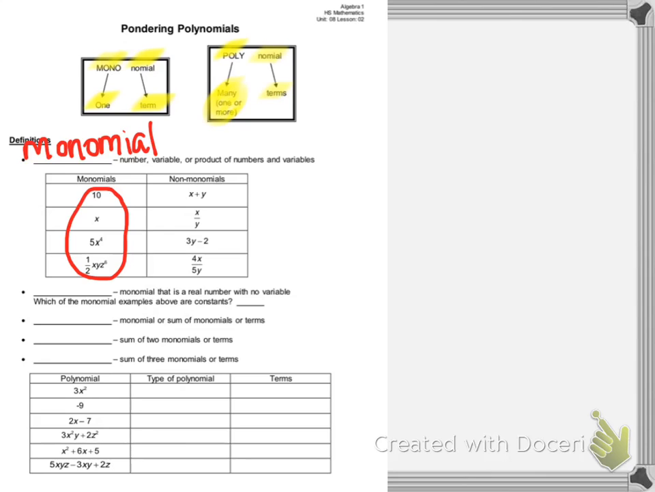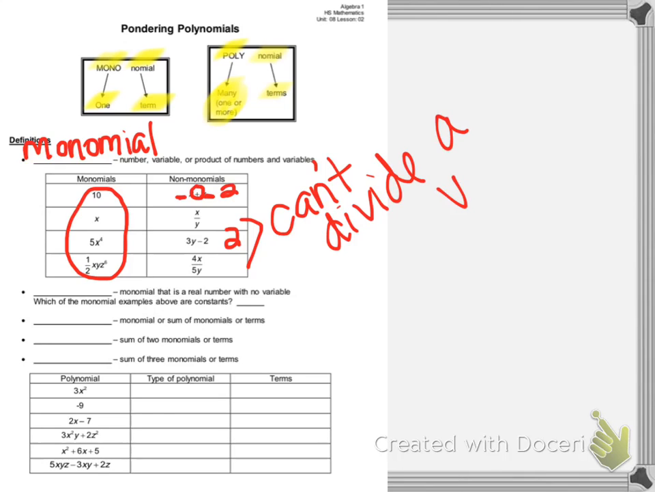Over here, non-examples, right here, this is two terms because I have one addition sign, so it breaks up my terms. Right here, this is division. Again, we have two terms here. And again, we're dividing. You cannot divide polynomials. So we can't divide a variable.